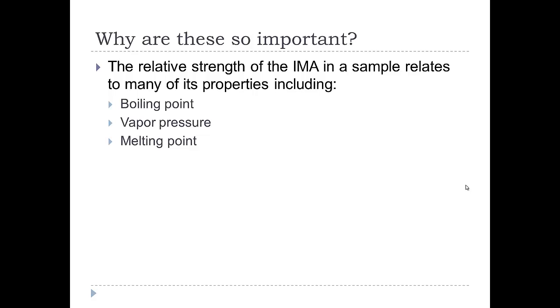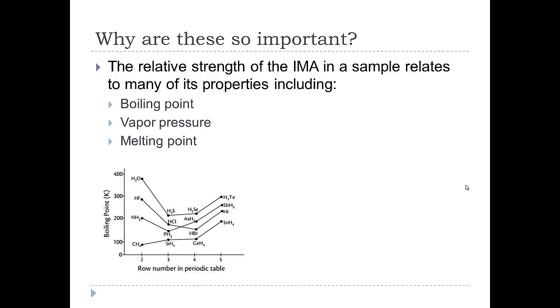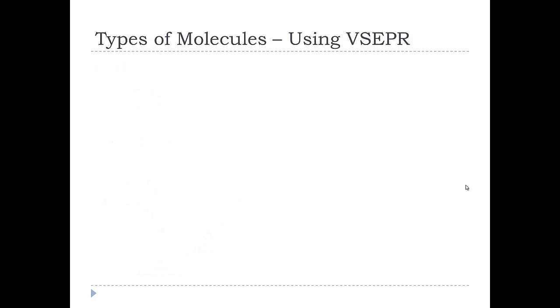Why are these so important? The relative strength of the intermolecular attractions in a sample relates to many of its properties, including boiling point, vapor pressure, and melting point, among others. So here you have a little graph of boiling point dealing with a whole bunch of different molecules. We'll discuss why they have these trends a little bit later on in this review.